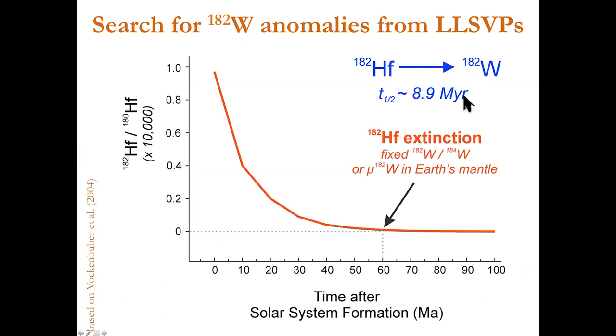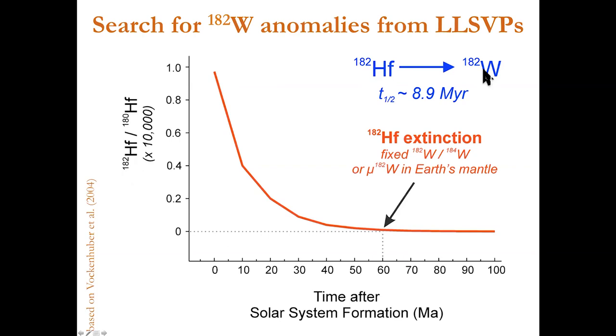And the important thing is that that happens very quickly. The half-life of that decay is only 9 million years. If you just look at this ratio, 182 hafnium to 180, you can see that after 60 million years in this exponential decay curve, there's essentially no 182 left, which is the parent here. After 60 million years, that decay system is dead. It's extinct. It doesn't exist anymore.